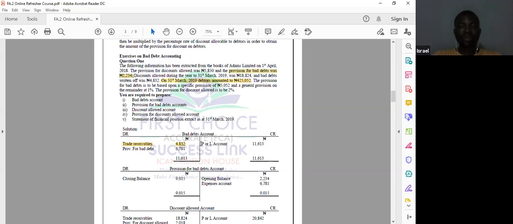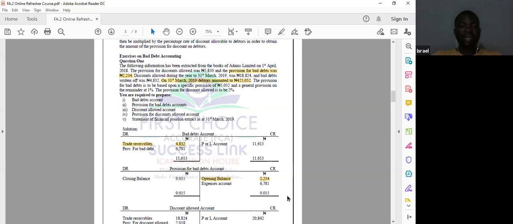2,234, and this 2,234 is the opening balance. I said the provision for bad debt has what? A credit balance, unless otherwise stated. It always has a credit balance, because it is used to reduce your trade receivable. So we put the amount here as a credit balance. It's our opening balance, so we have that figure here, 2,234.